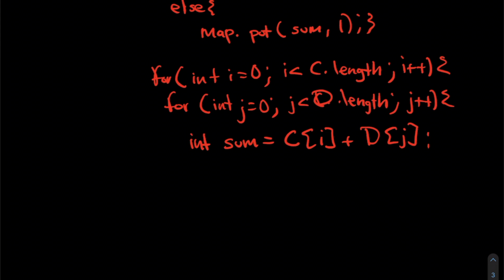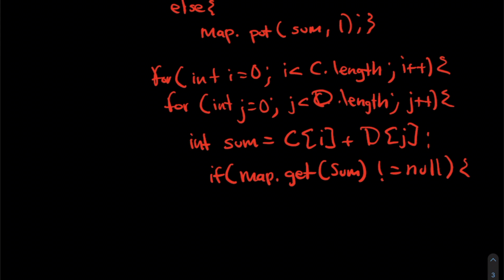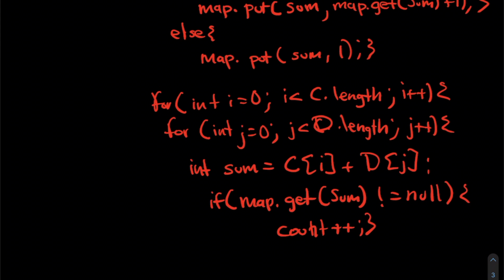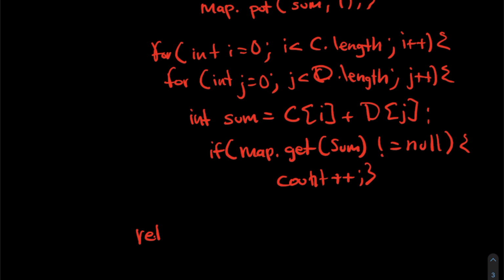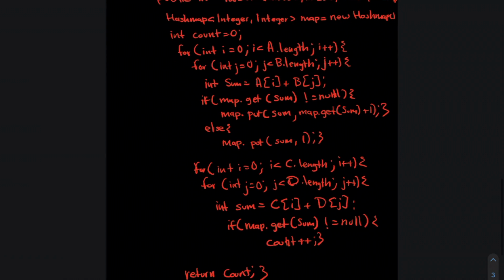And now what we're going to do is, if map.get of the negative sum does not equal null, that means the value that we're looking for exists. We can say that we can add up to 0 with this value. So we just increment the count. That's basically it. At the end of this, you just return count, which is the variable that we use to keep count. And that's basically the entire code right there.